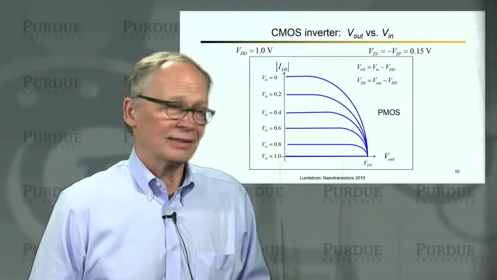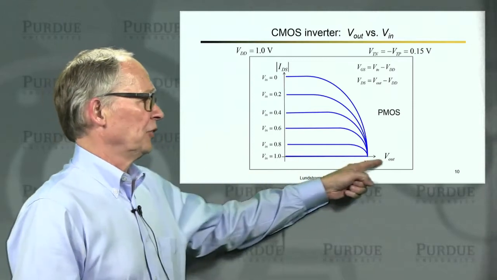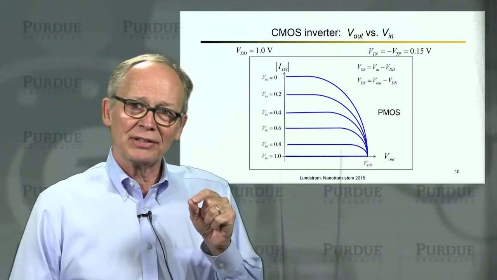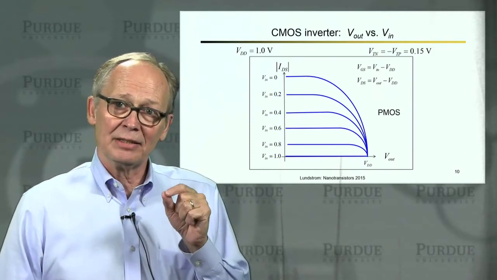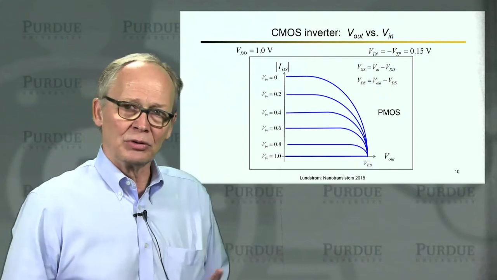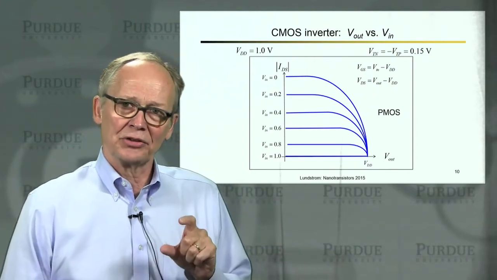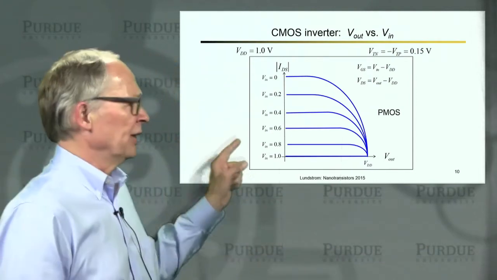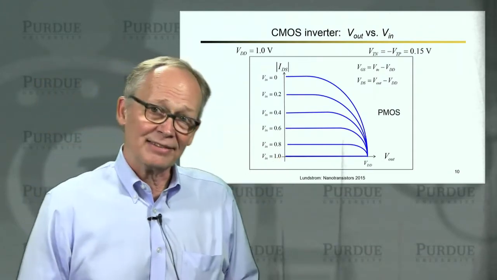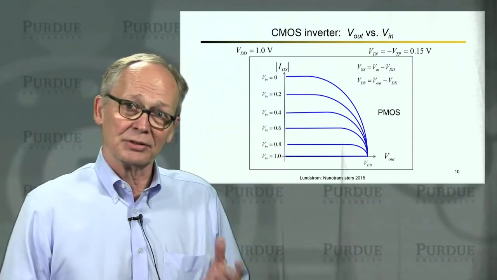How about the P-MOS device? I'll plot it versus the output voltage too. Now remember, the source of the P-MOS transistor is connected to VDD, the power supply. So when the output is VDD, there is no voltage across the drain to source, at 0 voltage. And when there's 0 volts on the output, then there's a very large negative voltage across the drain and the source of the PMOS.